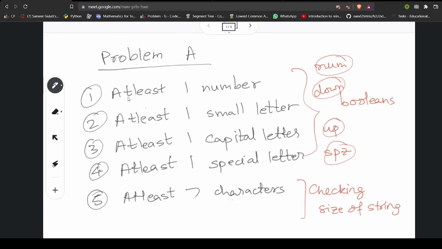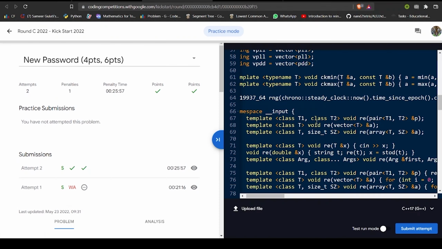So I define four booleans, which are num for number, down for small letter, up for capital letter, and spz for special letter. If any of these are satisfied, then we don't need to include them ourselves. Otherwise, we might need to include them ourselves. And later, we will just check the size of the string. If it is less than 7, we'll add some random letters just to get it equal to 7. And that will be the smallest possible password. So let us look at how I have coded it.